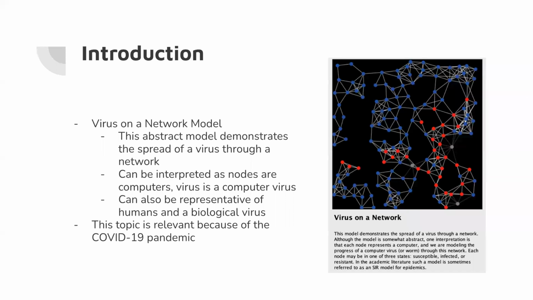So what is the virus on a network model? Basically, what this shows us is an abstract model that demonstrates the spread of a generic virus through a network of nodes. And there are a few different ways that this can be interpreted, two of which are relevant for our situation. So the first is that the nodes can be interpreted as computers, and the virus is a computer virus spreading through the digital network, something that we'll be familiar with discussing as information science students.